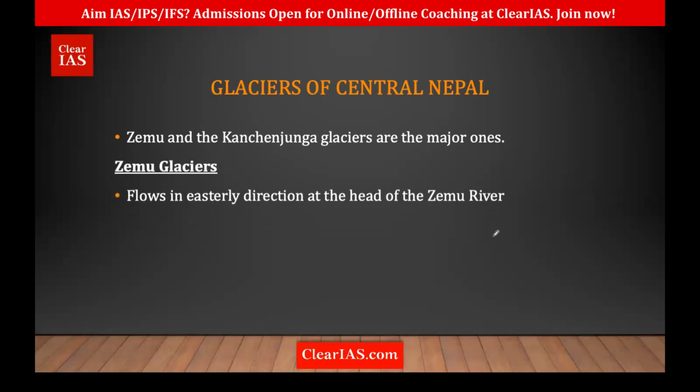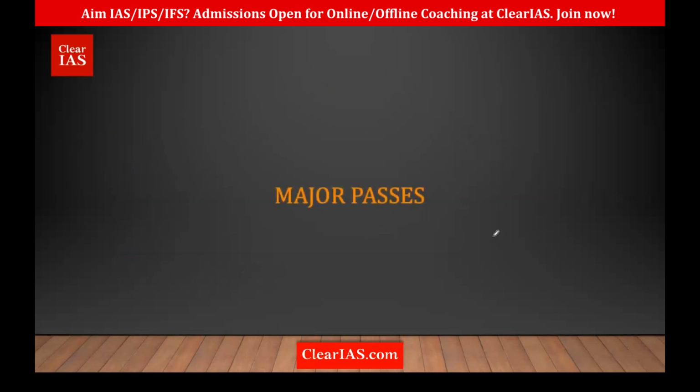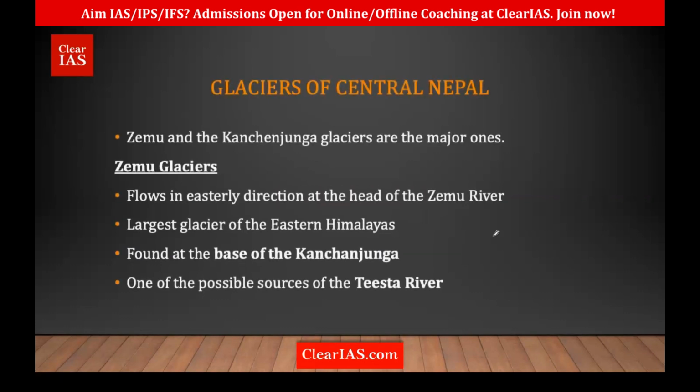If we're talking about Zemu glacier, where is it? It flows in the easterly direction at the head of the Zemu river. So there's a Zemu river in Sikkim, and Zemu glaciers are found there. It is the largest glacier of the eastern Himalayas. When you saw the western Himalayas, there are so many glaciers, but in the east there are much fewer. It is found at the base of Kanchenjunga. And it is believed that this could be one of the possible sources of the origin of the Teesta River. Teesta River's origin is considered Zemu Glacier. Okay. So those are the important glaciers.